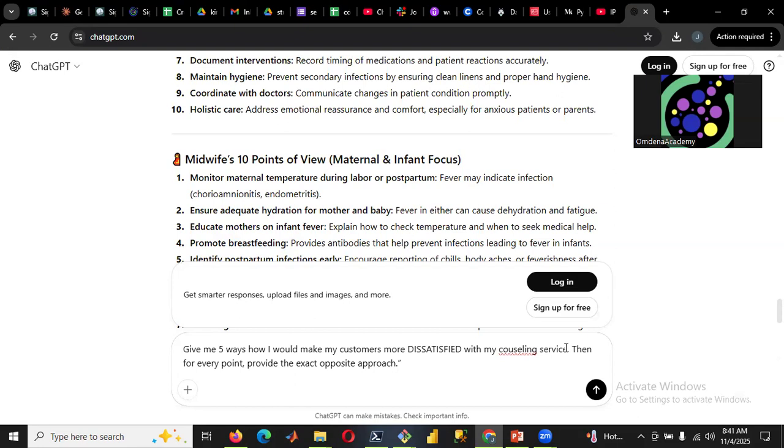Counseling service. Come on now. And then for every point, provide the exact opposite approach. Okay. You can see that I'm sensitive to some of those characters. I'm deleting them, removing them, like this one here. I removed it because it's expensive. OpenAI is paying for it. ChatGPT is paying for it. So there's no point in having things that you don't need and then keeping them there.